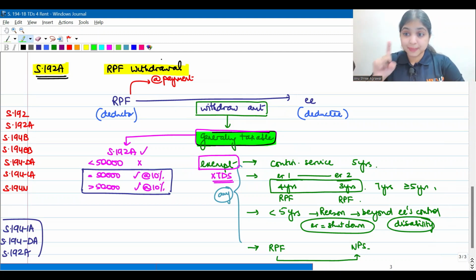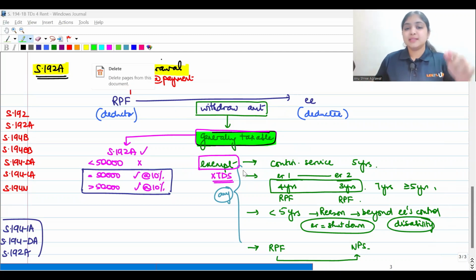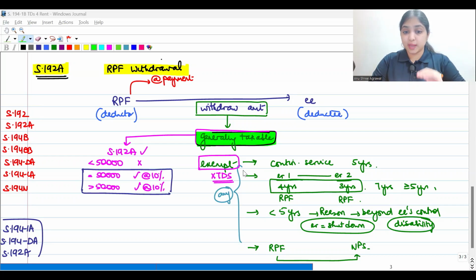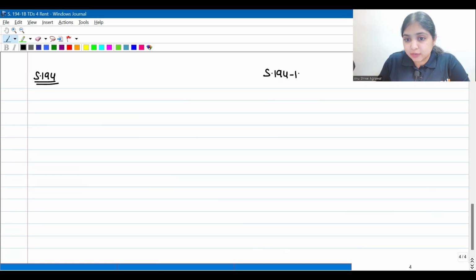2 sections we have learned. Section 194IB, which applies to rent, that rent which is not covered by section 194I. And now we have learned about section 192A, which talks about RPF withdrawals. Now let me take you to the next section. We're going to be discussing 2 sections back to back, section 194 and section 194K.